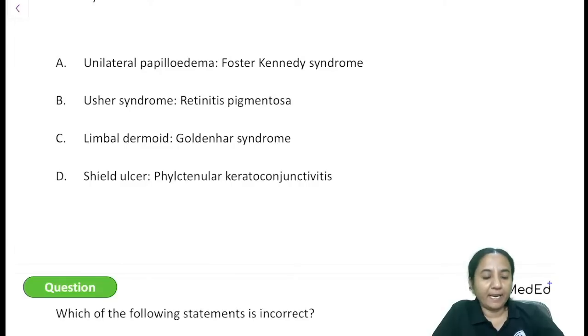Identify the incorrect match. Just give me 1 second. Give me 1 minute. Just 1 minute, I'm sorry.